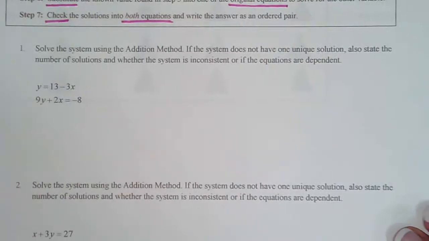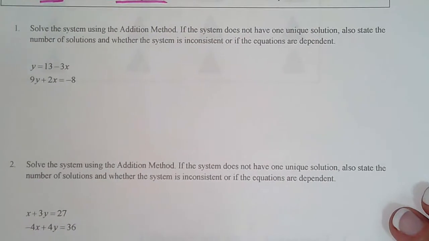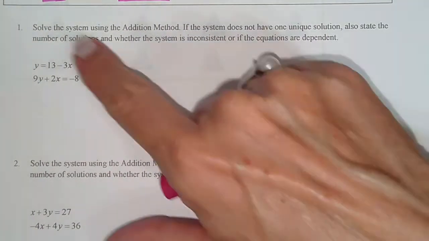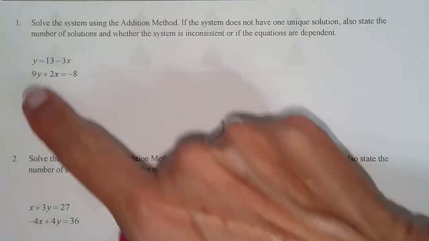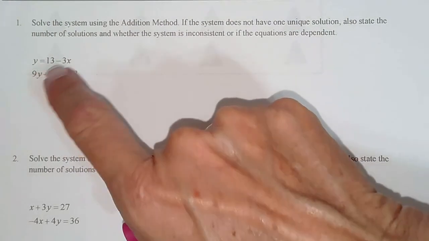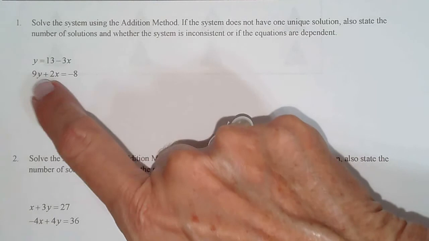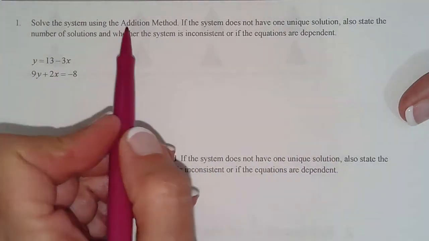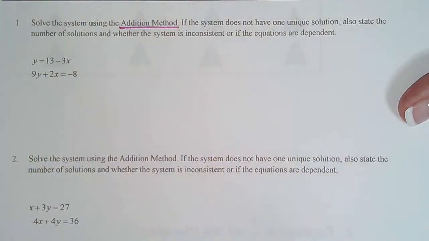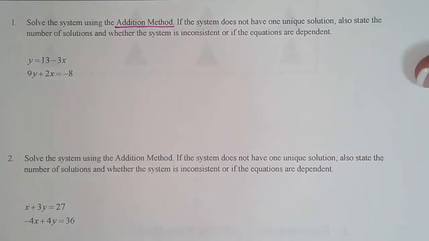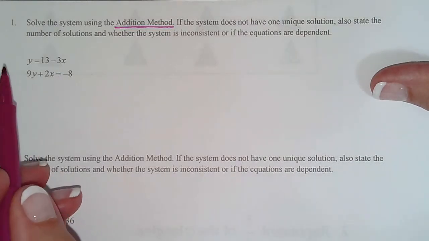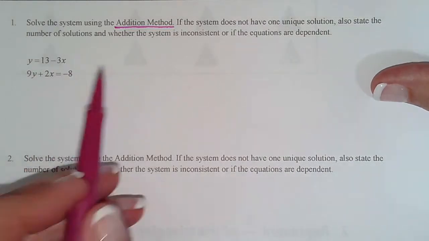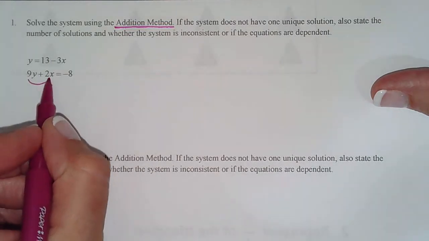So if I ran across this first problem on a test and it didn't say a method, I would use substitution on this one. Look, y is already alone. Boom, it's ready. Put 13 minus 3x in there. But the directions ask us to use the addition method. So we're nice little rule followers and we're going to follow the directions. So step one, you need your equations in x plus y equals c form. So this one is easy to get there.